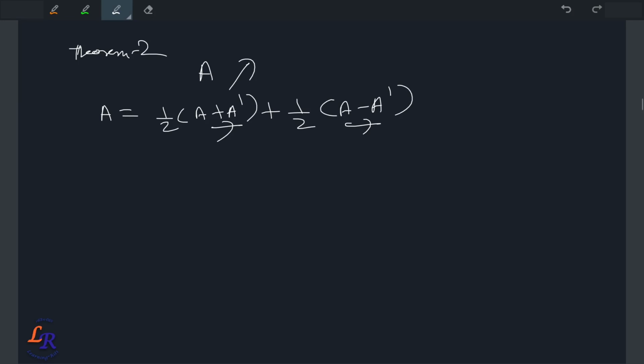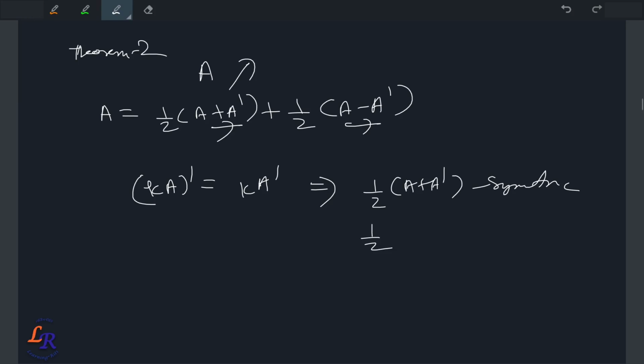where you can use the other property, that kA dash is equal to k times A dash. So it would mean that 1 by 2 A plus A dash is symmetric, and 1 by 2 A minus A dash is skew symmetric, right? And it means that you can represent any matrix as a sum of symmetric and skew symmetric matrices.